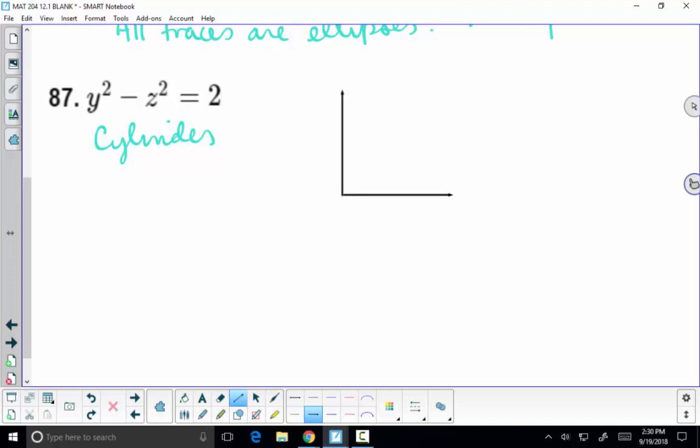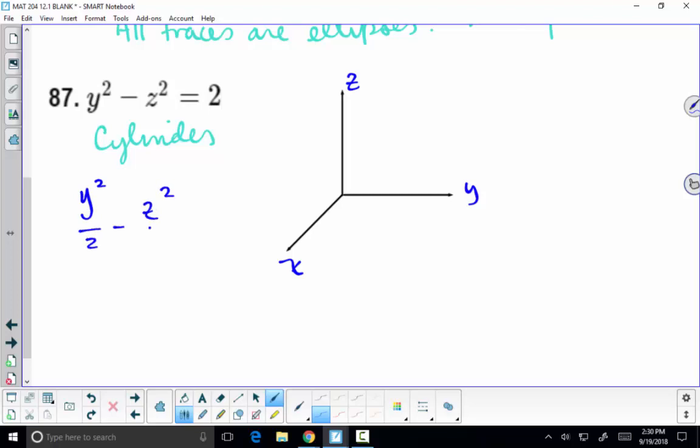All right, so this is a cylinder. It's going to be extruded parallel to the x-axis. So in the YZ plane, we're dealing with a hyperbola. If we were to put this in standard form, we'd be dealing with that.